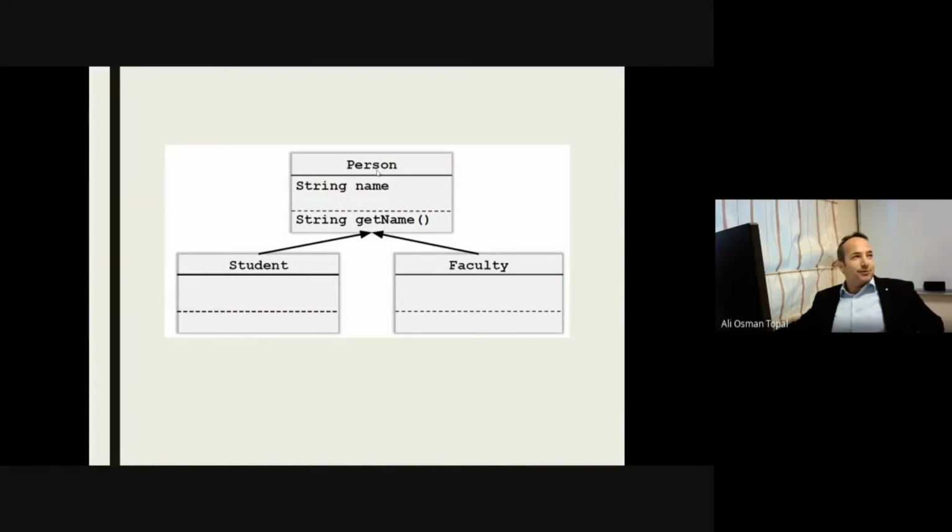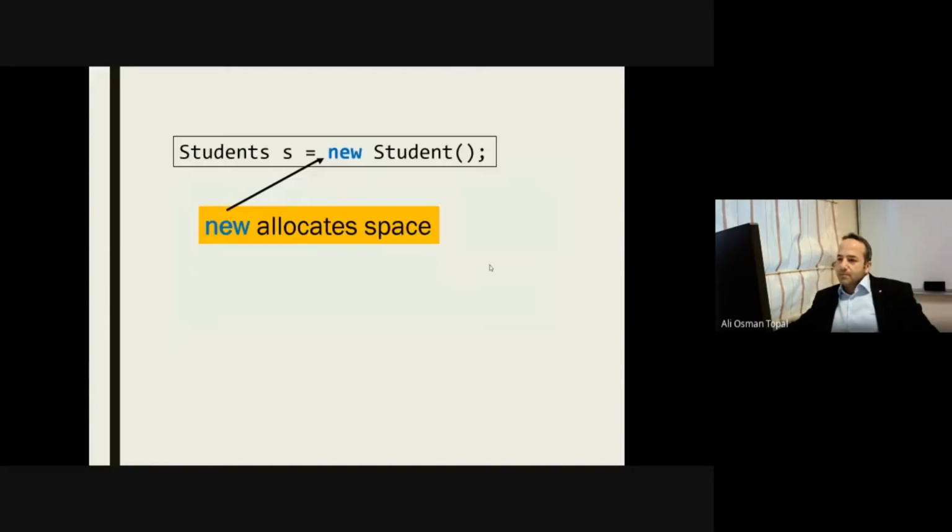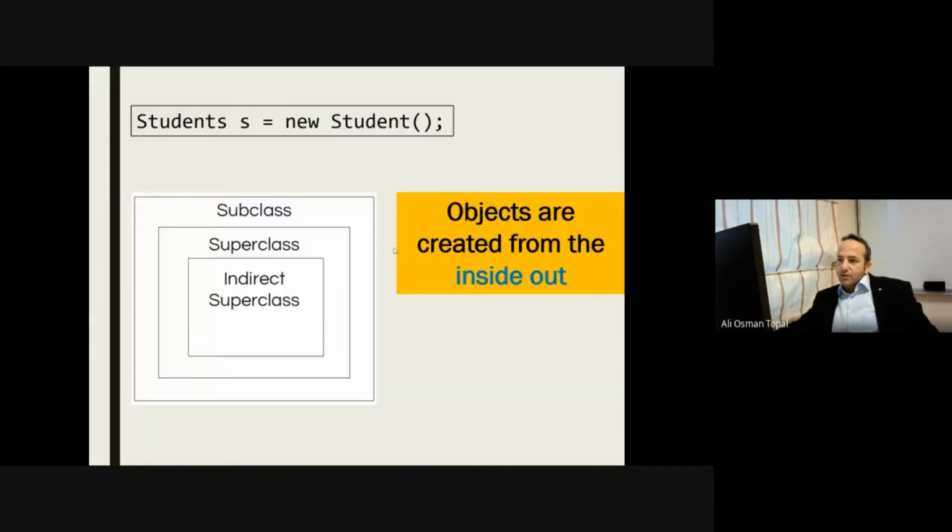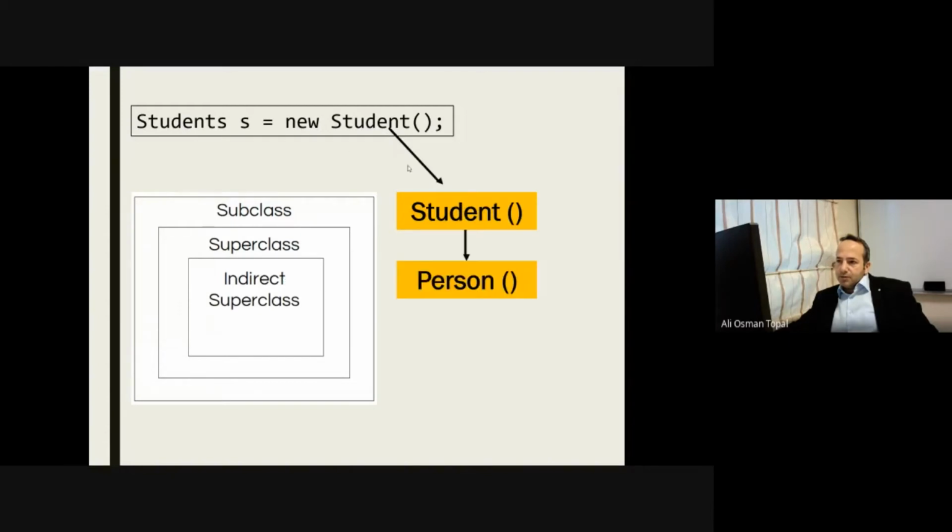Person, some of your friends are walking around here. Person, superclass, student, faculty. Now new allocates space for the student constructor. This is our reference, this is passed to the constructor. Objects are created from the inside out. It means this is the student. Now it will go to person, then it will go to object. Student inherits from person, person inherits from object.